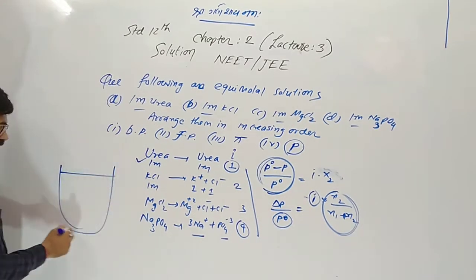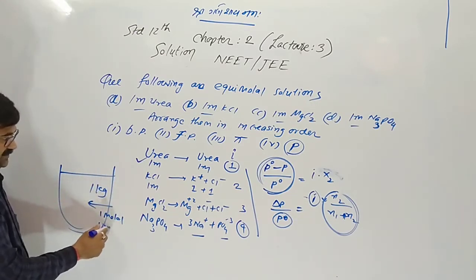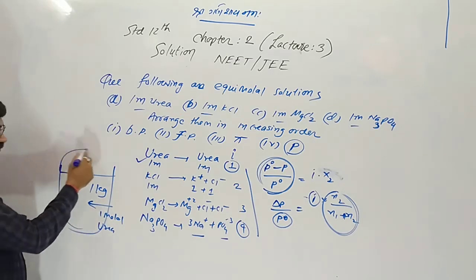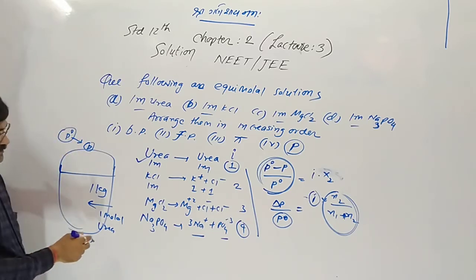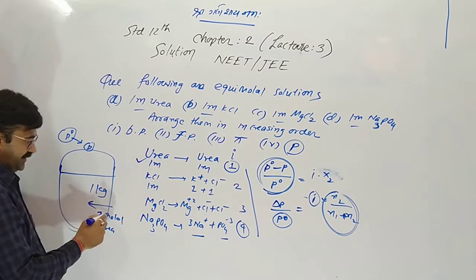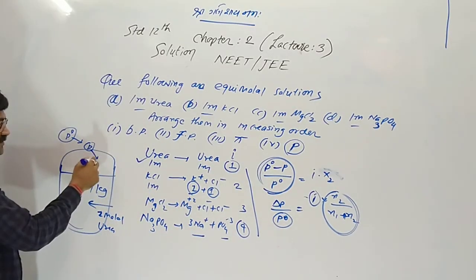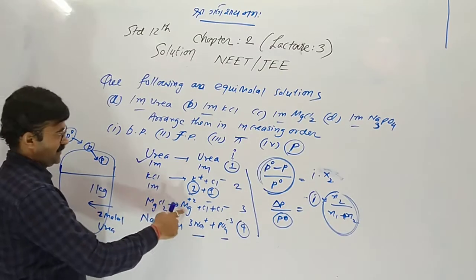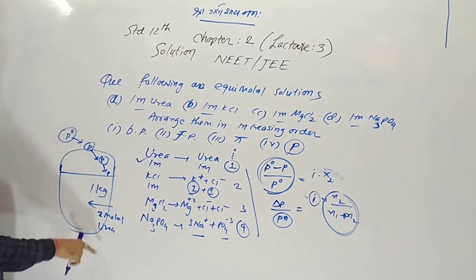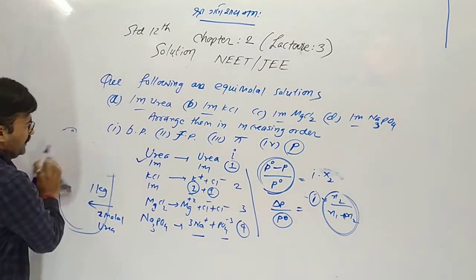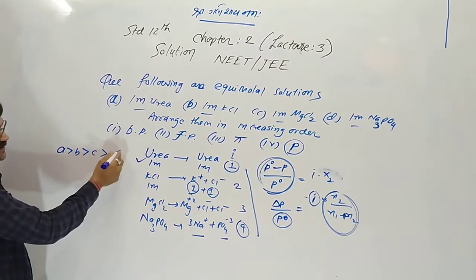I am giving you an example. 1 kilogram water is taken. 1 molar urea is present. Then vapor pressure is decreased from the original vapor pressure of water. Now we are adding KCl, so molality will be twice. 1 K plus particle, double. So it is more decreased. Here 3 times decreases. Here 4 times decreases. So vapor pressure decreases gradually from A to B, B to C and C to D.